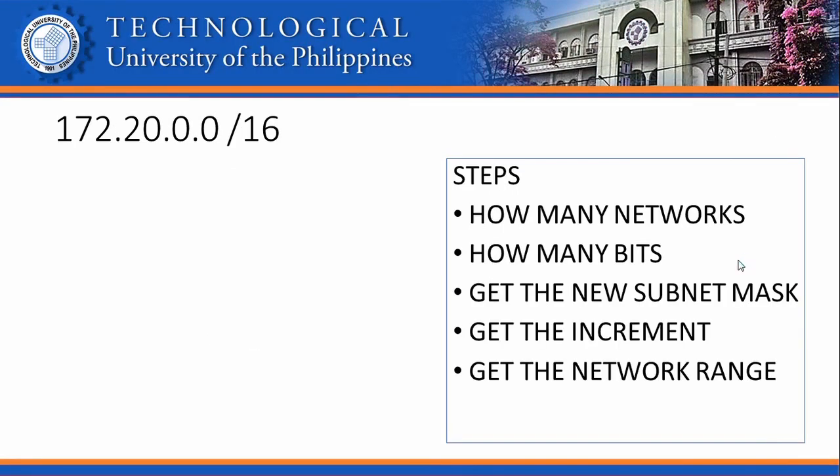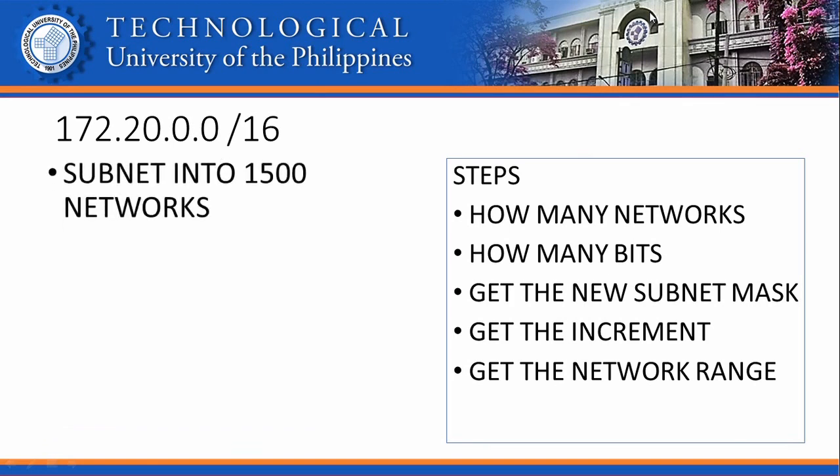By looking at the IP address, in which class it is belong? 172.20.0.0/16. It is a class B IP address. No? Yan. So, sige, ito na yung steps natin sa right side. Madali na lang kasi na-explain naman na natin kanina kung paano kinukuha yung bawat steps. Sige. So, sabi kailangan natin isubnet into 1,500 networks. Ito na yung networks natin, 1,500.